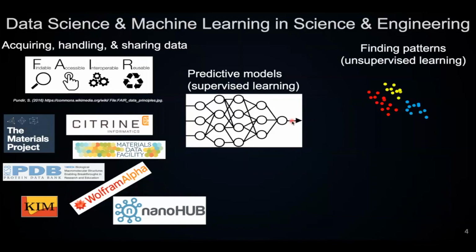Another type of problem is called unsupervised learning. And unsupervised learning is also very widely used in STEM fields. It's all about finding patterns hidden in the data that may not be apparent to the human, to the naked eye. And one of the things that I'd like to do throughout the presentation is show examples of applications of data science in STEM.